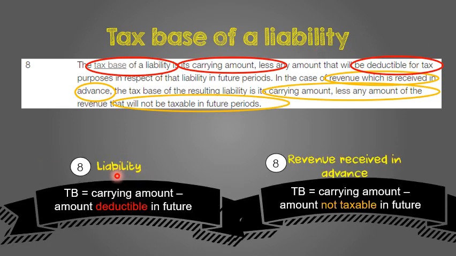Okay, so normal liabilities, the tax base will be the carrying amount less the amount that will be deductible in future. Whereas for revenue received in advance, which is also a liability, the tax base will be the carrying amount less the amount not taxable in future.